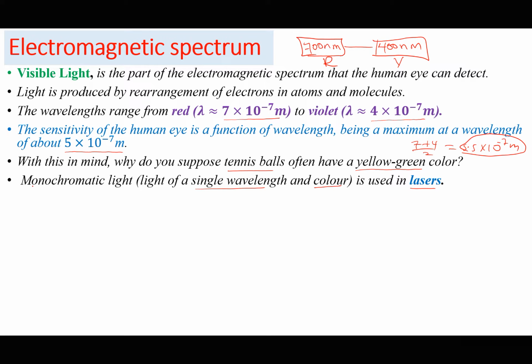Mono meaning one, chromatic coming from chrome or chroma, which means color. Monochromatic, single color or same one color. So that is visible light.